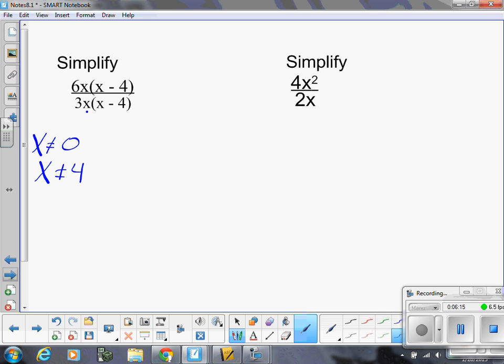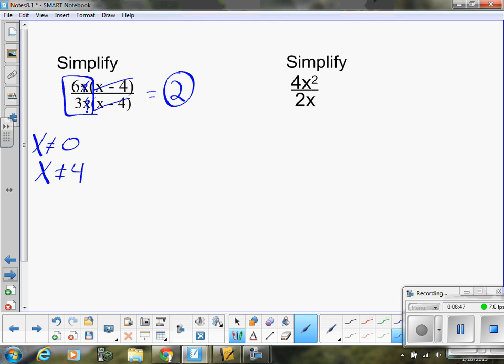Now, simplify this. When we're simplifying, we look for groups of things or individual numbers that can cross off top to bottom. If you notice x minus 4, you can cross that off. Then, with whatever's left, you look and see if any of that will simplify. The x's are going to cross off. What else is going to cross off? Oh, 3. Yeah, 3 goes into 6 two times. So this would simplify all the way down to 2.